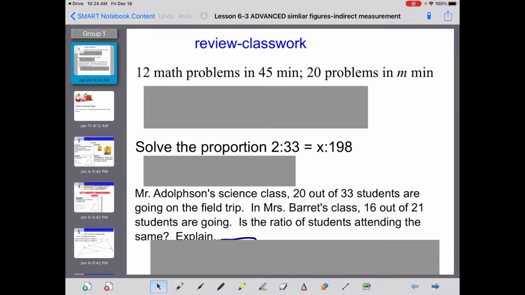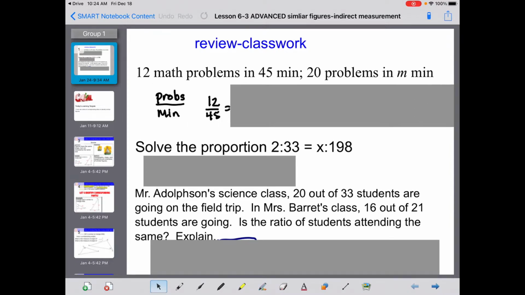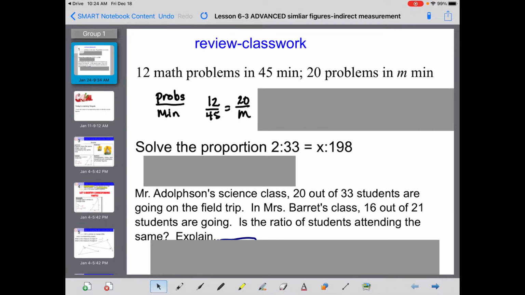For the first question, we're reviewing proportions. If you can solve 12 math problems in 45 minutes, how long will it take you to solve 20 math problems? Well, you can set up a proportion. First, you would define your ratio as problems over minutes. The first ratio would be 12 over 45, noting that 12 is the number of problems and 45 is the number of minutes. Then I would set up 20 problems over m.